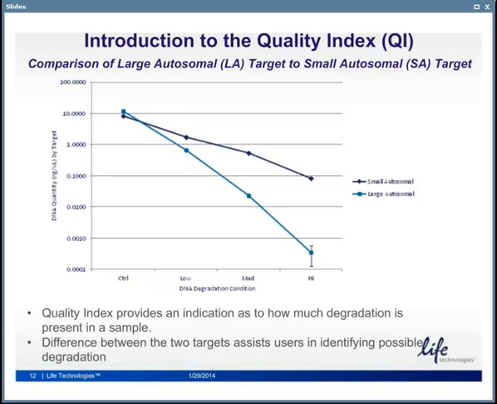And that's what I'm showing here, is artificially degraded DNA, and as the DNA degradation level increases, the large autosomal quant is decreasing at a higher rate than the small autosomal quant. So this is useful for the customer as an indication of how much degradation is present in the sample, and the difference between these two targets will assist in identifying possible degradation in the sample.